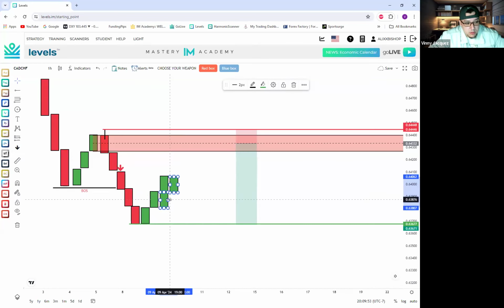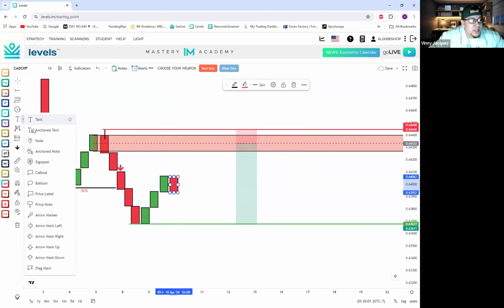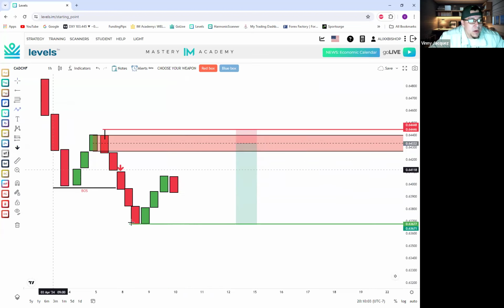Oops. We can get rid of this one. All right. So as the market creates market structure, it's doing its thing. You can picture this as a little pullback, right? We have a little higher high, little higher low, right? So let's go ahead. Cool. Now market's creeping on its way up to my zone, right?